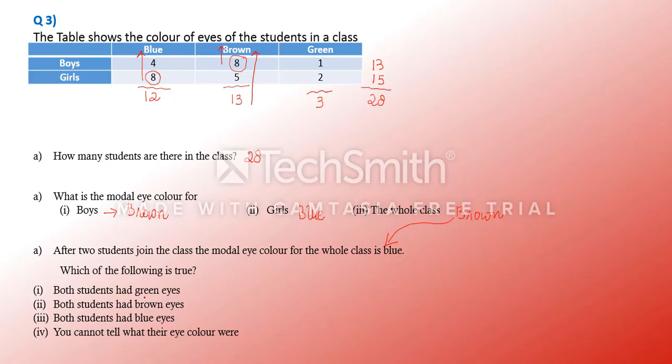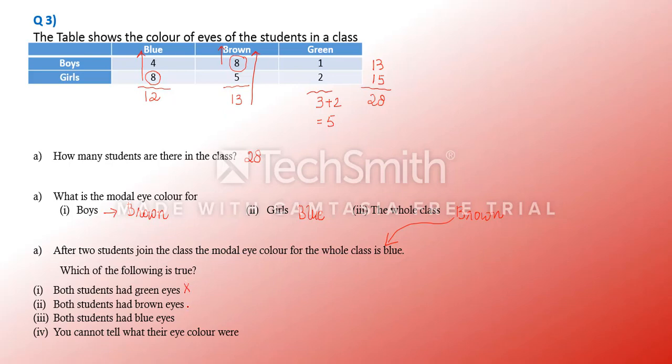Both students had green color eyes. So if both the students had green color eyes, that would make the frequency of the green color eye students to be 5, which does not make it the maximum frequency when compared with 12 and 13 as values. So which means this cannot be the correct answer.